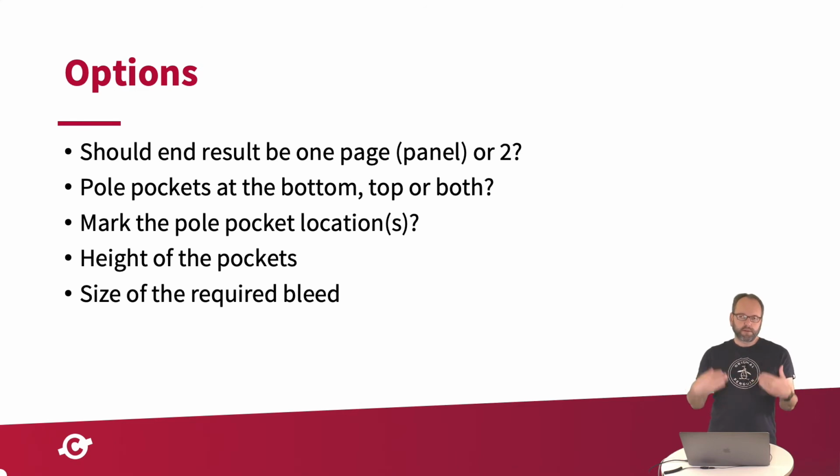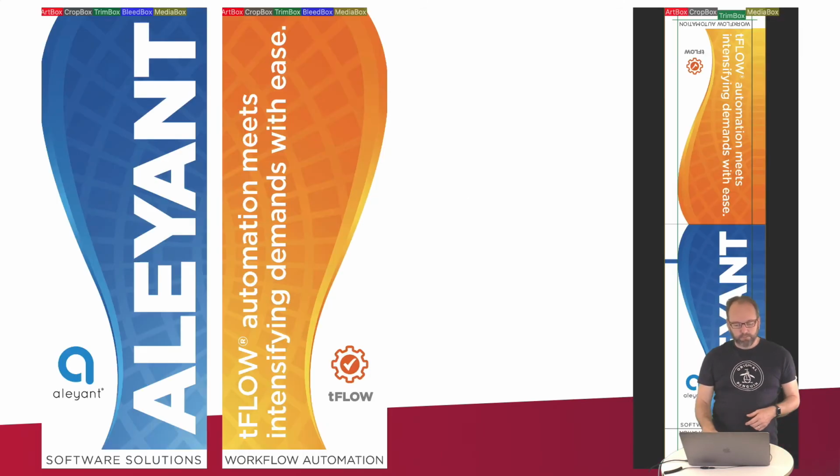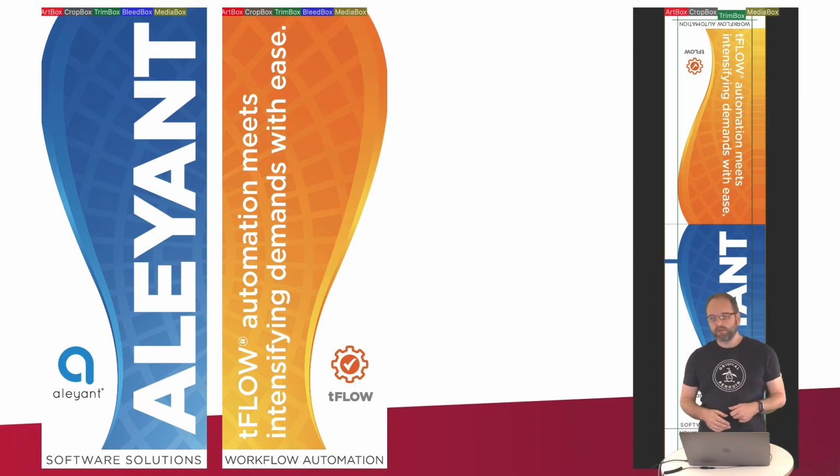or whether it should be split up into individual segments that are then going to be printed and then put together. You need to be able to specify whether you want these pole pockets at the bottom, at the top, or both. You can have situations where you want to mark the pole pockets so that it's in finishing easier afterwards to handle them correctly. And then of course you have things like how high do they need to be, which is determined by the thickness of the actual support that you're going to use, and how much bleed do you require for these as well.